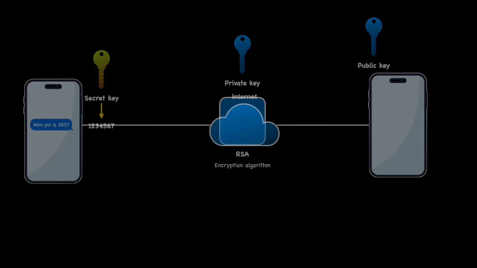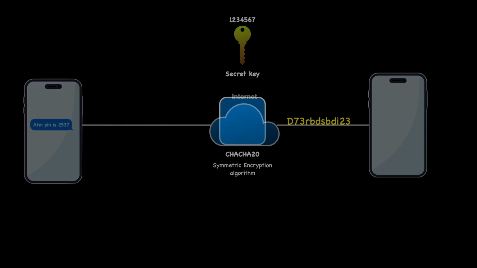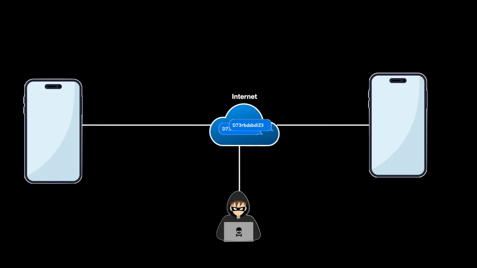Now suppose I want to send a message, like my ATM PIN. First, we encrypt it using symmetric encryption with a secret key. Nice. Now, instead of sending plain text, we send the encrypted message over the network. Now, let's bring our loser hacker into the picture. As the message travels over the network, both the receiver and the hacker can capture the encrypted message, but no one can read this message unless they decrypt it using the secret key.